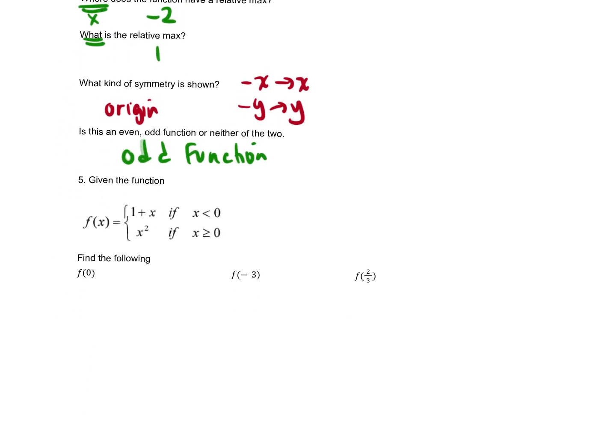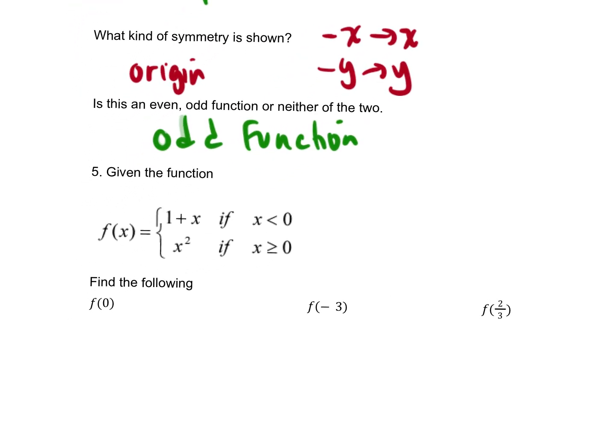Okay, last problem on this second review, we just have this piecewise function. Never going to have enough practice with this. So here we have a piecewise function, 1 plus x when x is less than 0, piece 1, or x squared when x is greater than or equal to 0, which is piece 2. So when it says f of 0, I'm looking when x is 0. So x is 0 in the second piece, so I'm going to plug that in. 0 squared is 0.